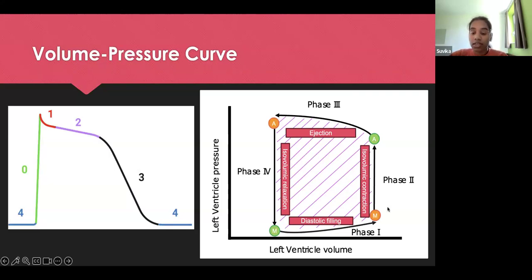And these circles here represent which valves are open and which ones are closed. So mitral is open at this point, and then it closes here. Aortic opens and aortic closes. So you can see again, it's related to the pressure in each chamber and which direction the blood is flowing.